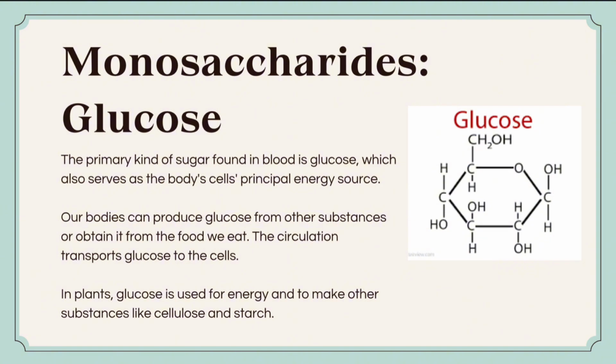Glucose. The primary kind of sugar found in blood is glucose, which also serves as the body cells' principal energy source. Our bodies can produce glucose from other substances or obtain it from the food we eat. The circulation transports glucose to the cells. In plants, glucose is used for energy and to make other substances like cellulose and starch.